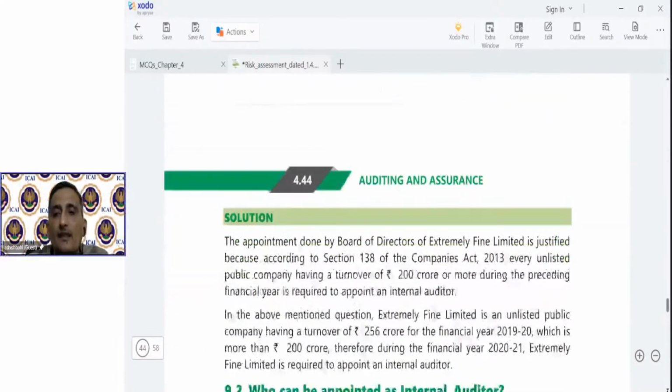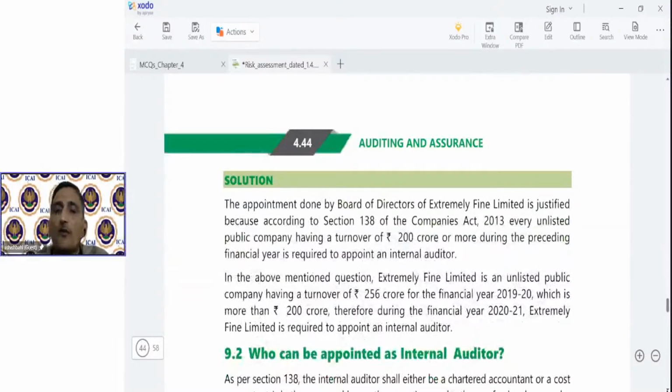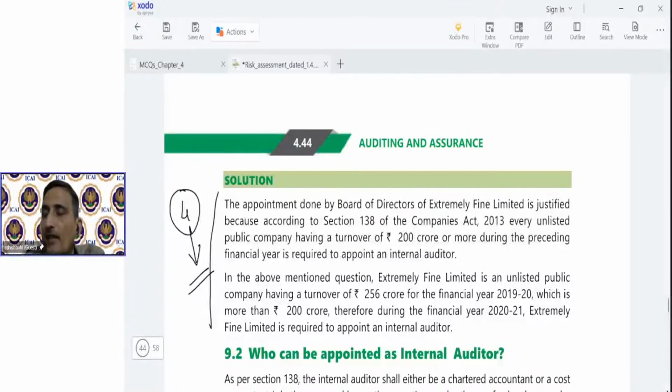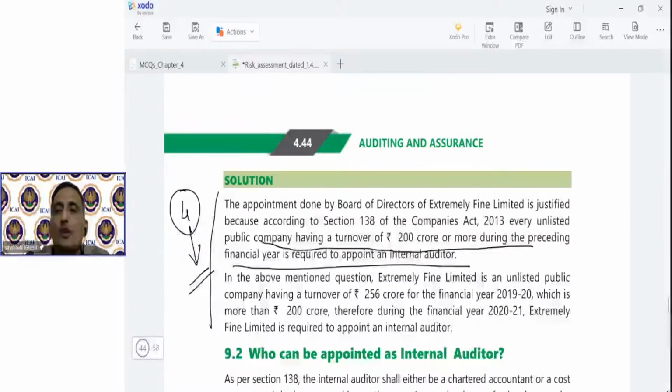Yes, it was necessary, because you would be writing that these are the three conditions, these are the four conditions, and if any condition is satisfied, then an internal auditor was required to be appointed. The company is satisfying condition number 2, the condition of turnover. Okay. So as simple as that. No dispute.